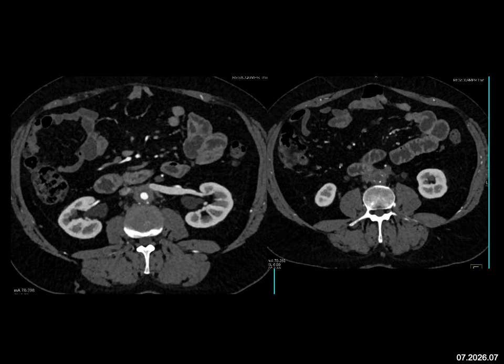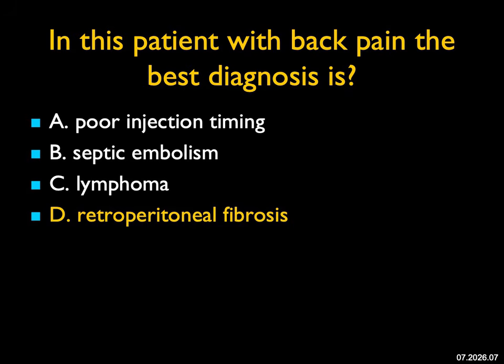There's a number of causes of retroperitoneal fibrosis. We could not find a specific cause, like IgG4 disease or other vasculitis. There was no medication involved. This was felt to be idiopathic retroperitoneal fibrosis.